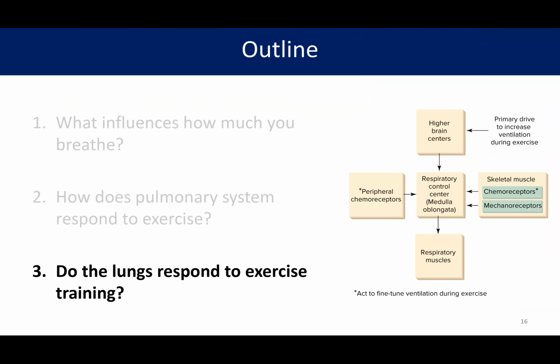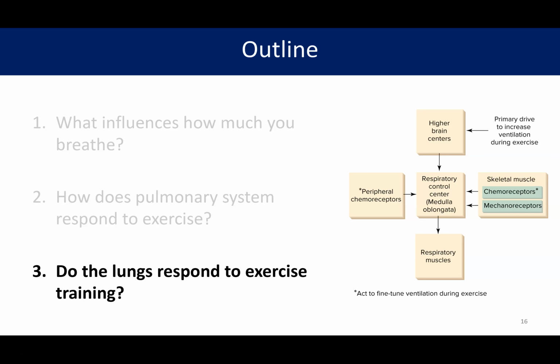All right, now let's wrap it up by talking about if the lungs respond to exercise training. In the past, we've talked about the muscles, right? Muscles, when you strength train, they get bigger. When you endurance train, they get more mitochondria. They get increase in capacity. We'll talk later about the heart. As you endurance train, the heart adapts and gets bigger, and it can pump more blood. What about the lungs? What goes on with the alveoli, the bronchioles, the trachea, all of that?